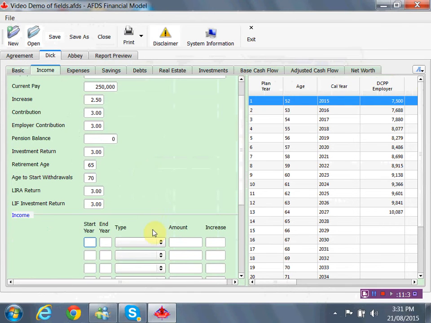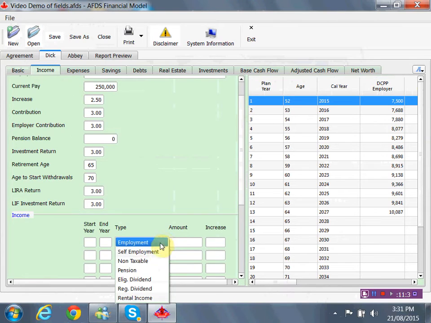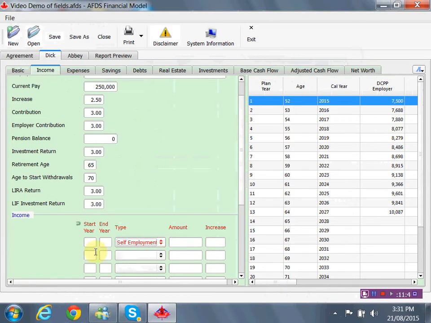Now you also have the opportunity down here if he has other sorts of income. So if he was self-employed, you could choose that and fill in when that started, if it's in the future.